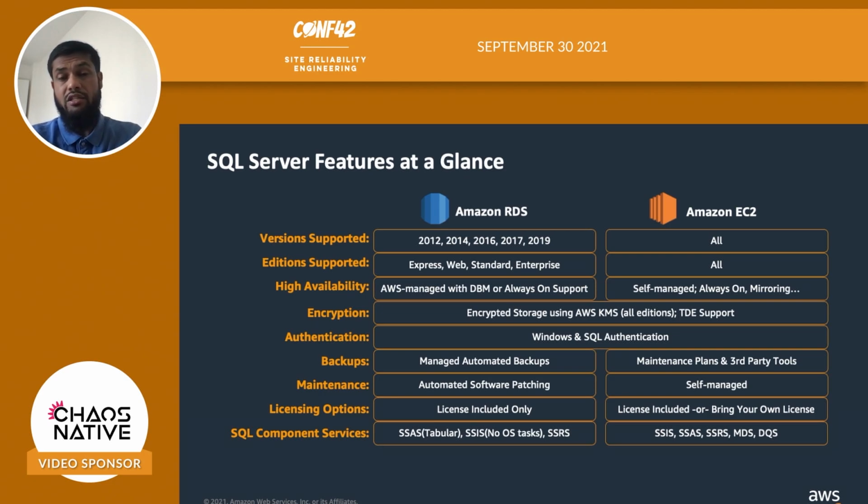Otherwise, RDS will take care of everything for you. And if you want to take advantage of automated patching, then choose Amazon RDS for SQL Server. Otherwise, you need to manage those tedious maintenance tasks yourself with SQL Server on Amazon EC2.